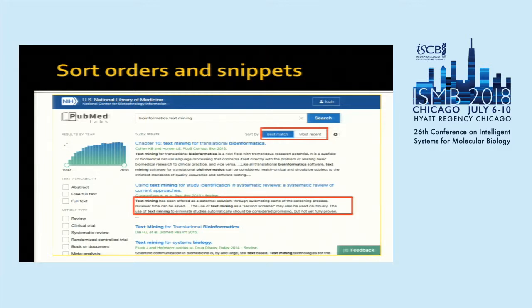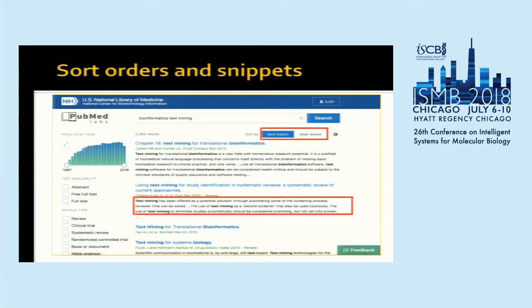We also have, for each result that we return in the Labs system, associated snippets. These snippets are sentences extracted from the abstract that are related to your query. This provides you some contextual information on why these returned articles are relevant.